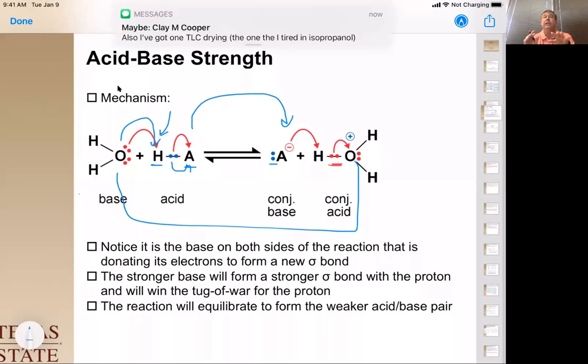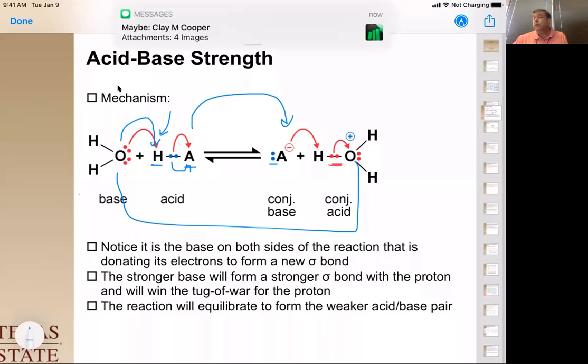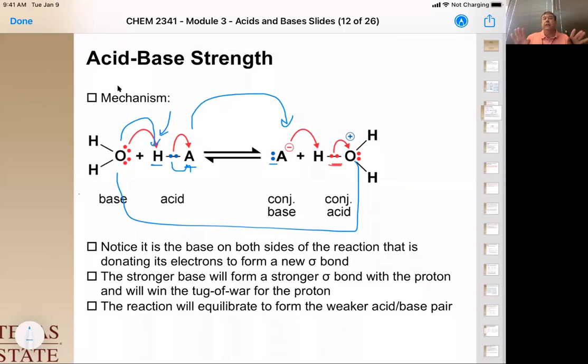The stronger base will form the stronger bond, and the one that forms the stronger pi bond wins the tug of war for the proton. So basically the one that's the stronger base is going to pull it away to make it the weaker acid. So the weaker acid-base pair will be the predominant system in equilibrium. The driver of the equilibrium.